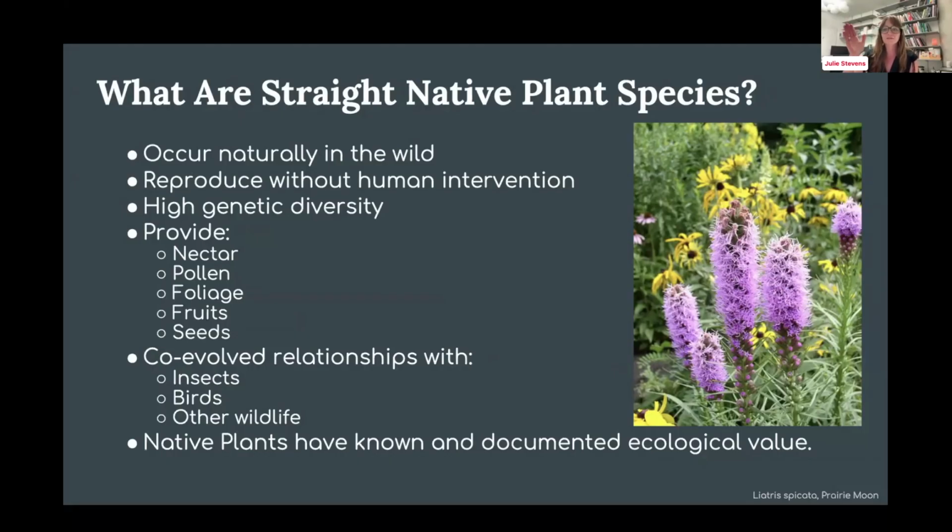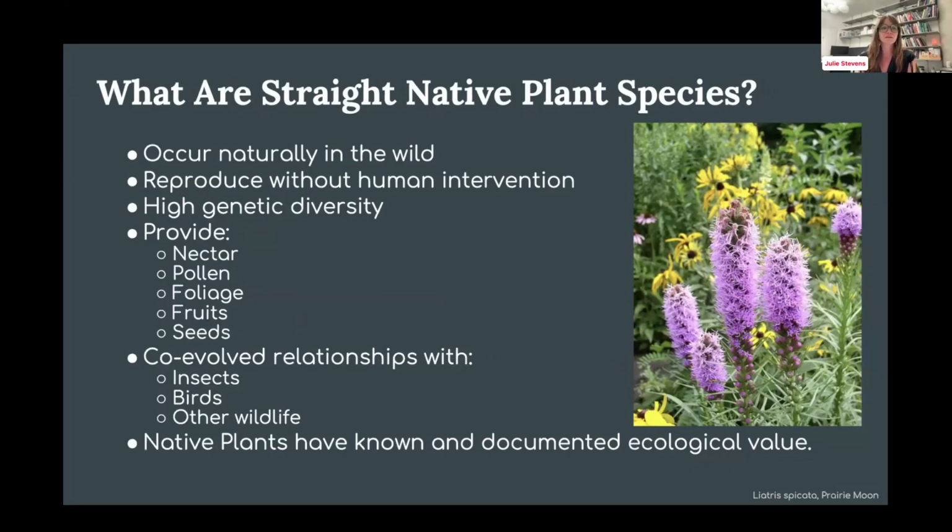So straight natives, is that a funny word? It is. Sometimes people refer to them as the wild ones. That's how I refer to my second child. So my first child, maybe her name is Magnolia. She's maybe a little more of a cultivar, a little more stays in place. My second child is a typical second child, and she is wild. So these guys are wild.